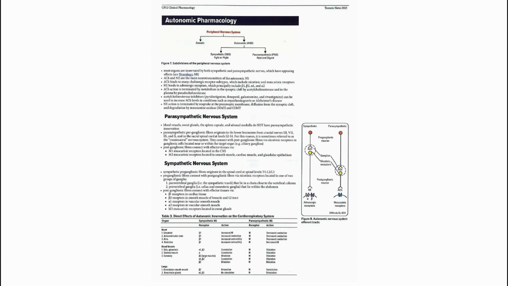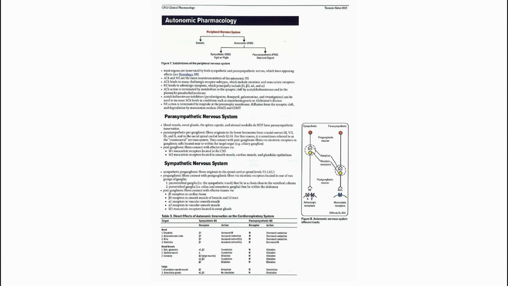Preganglionic neurons originate from the spinal cord at the T1 through L3 or L2, known as the thoracolumbar outflow. These fibers synapse via nicotinic receptors within either paravertebral ganglia, forming the synaptic chain adjacent to the vertebral column, or prevertebral ganglia such as celiac and mesenteric ganglia located within the abdomen. Postganglionic neurons then release norepinephrine onto adrenergic receptors.